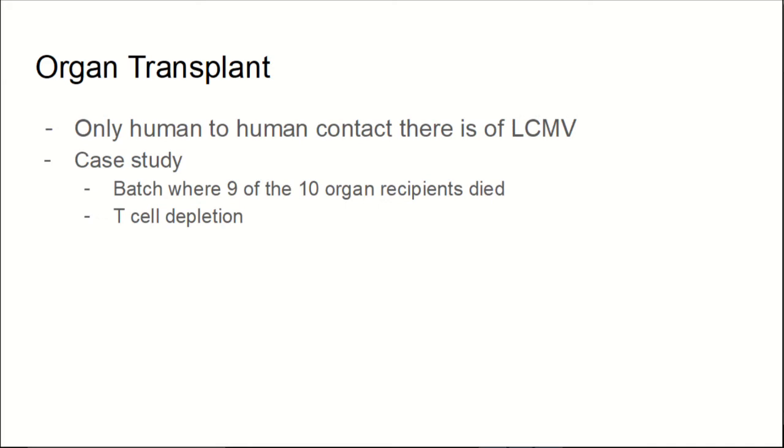And as a result of these organs infected with the LCMV, 9 recipients died, and the one that survived was given ribavirin and a reduced level of immunosuppressive therapy, which probably allowed them to fight off the virus.